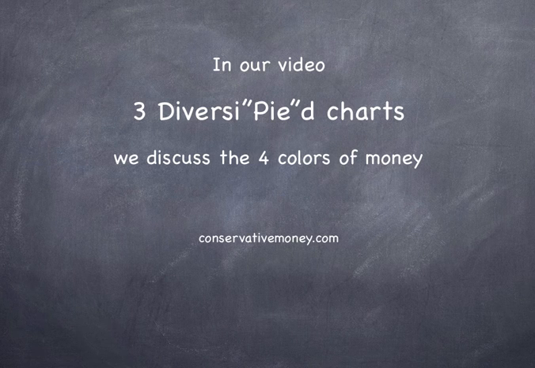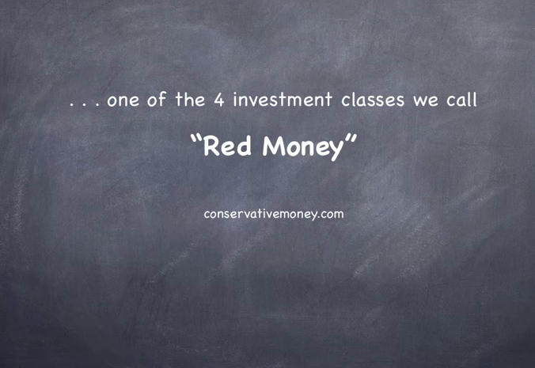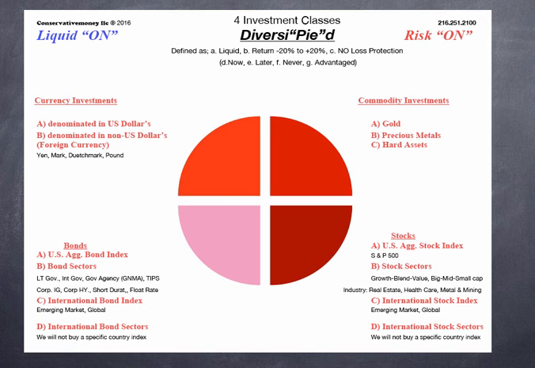In our video 3 diversified charts, we talked about the 4 colors of money: green, yellow, red, and gray. Green and yellow are risk-off savings vehicles. Red and gray are risk-on investment vehicles. One of the 4 investment classes we call red money. That would be stocks, bonds, commodities, and currency investments.